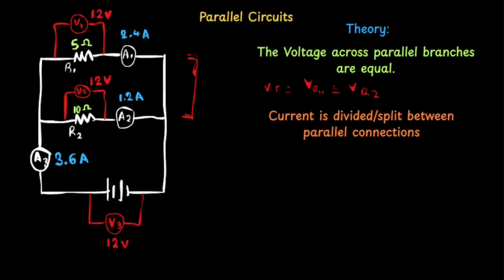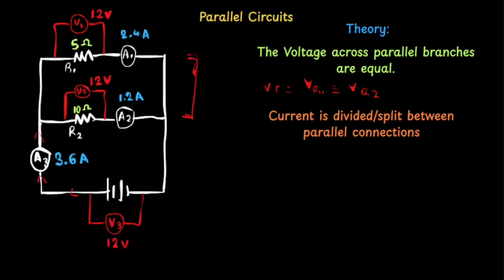Now let's refer back to our series circuit theory. For a series circuit, we knew that voltage is divided across each component, whereas in parallel circuits, voltage is equal across parallel branches. For a parallel circuit, the current will divide through the branches in the circuit. Let's analyze this. This circuit has a total current of 3.6 amperes. This means that as current leaves the battery, we will have 3.6 amperes of current flowing through the circuit.